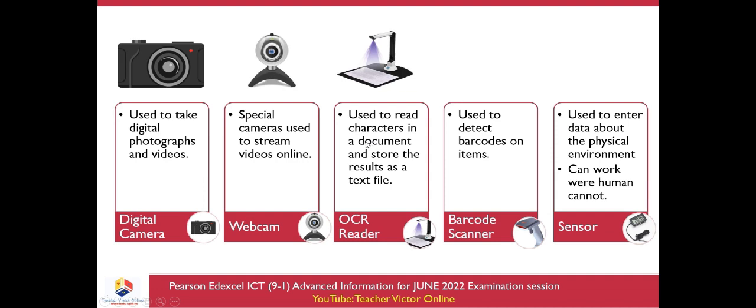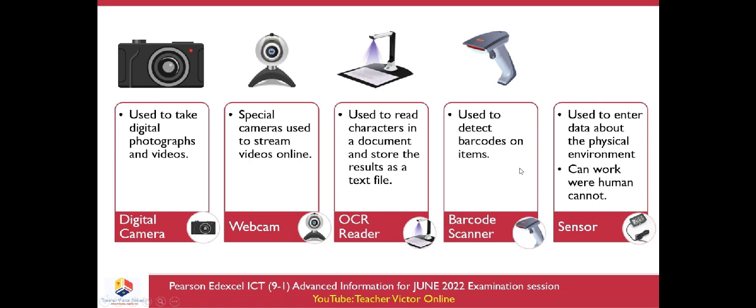Then we have the OCR reader. He's trying to read this paper here. This is used to read characters in a document and store the results as a text file. Then the fourth one we have is the barcode reader, and this is how it looks. Maybe you have seen them in supermarkets where they are used to detect barcodes on items.